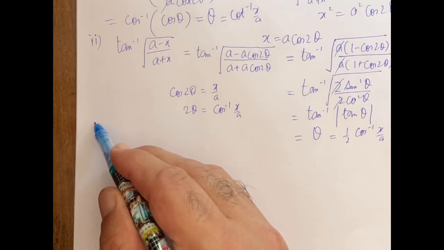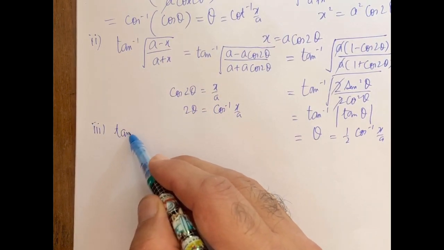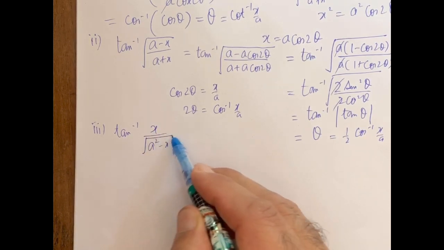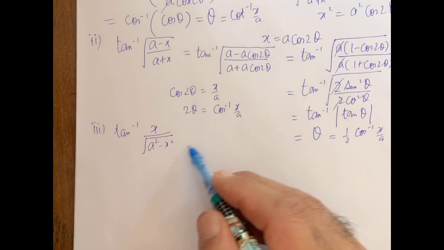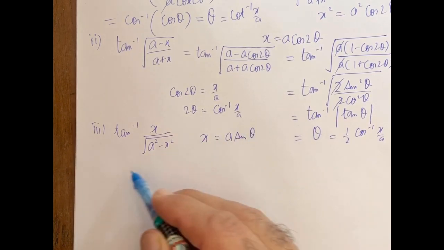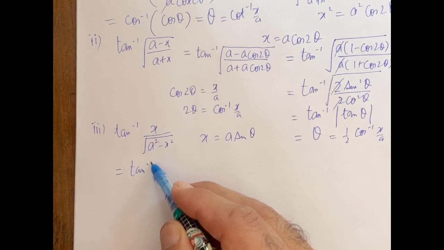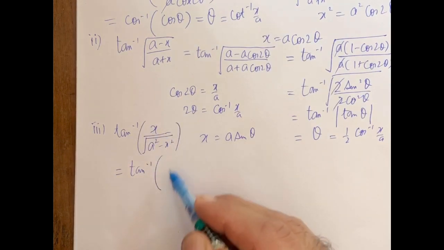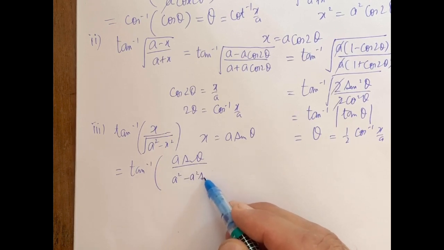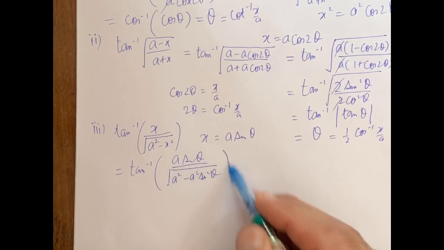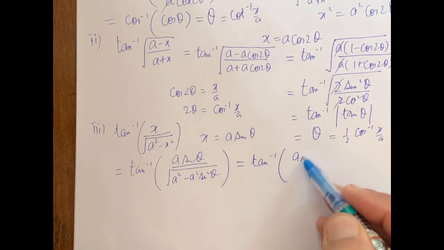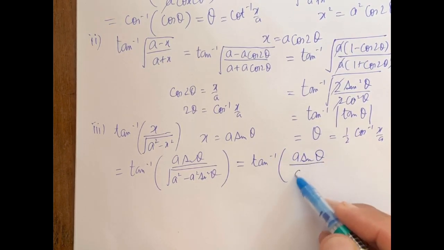In the third part we have tan inverse of x upon a square minus x square under the root. So a square minus x square, so we put x is equal to a sin theta. This is tan inverse of a sin theta upon a square minus a square sin square theta under the root. This can be written tan inverse of a sin theta upon a cos theta.